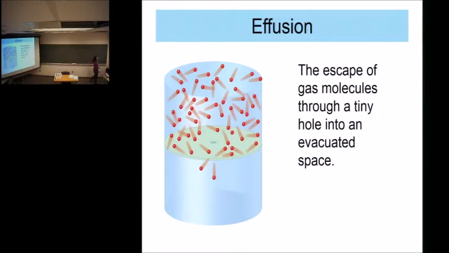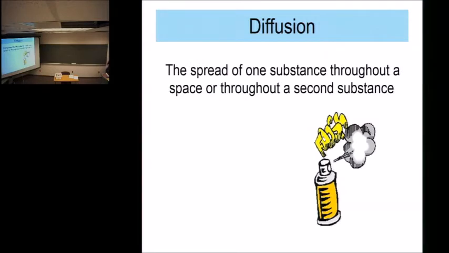And then we also have diffusion. Instead of going into evacuated space, the particles are dispersing through a bunch of other molecules, or in other words, we're making a mixture. Okay, so that's what diffusion is. So effusion and diffusion, when we sprayed the air freshener, which one was that? That was diffusion. Okay, does everybody see the differences between those two?